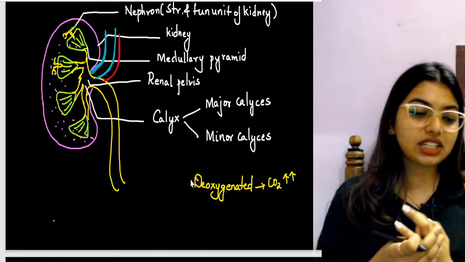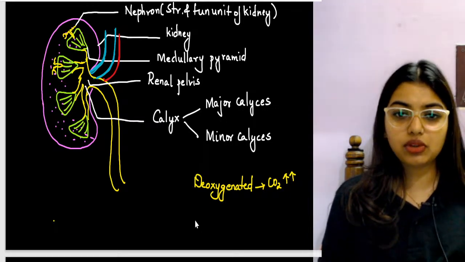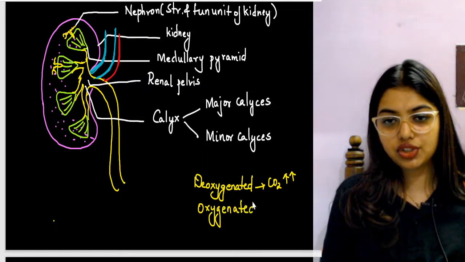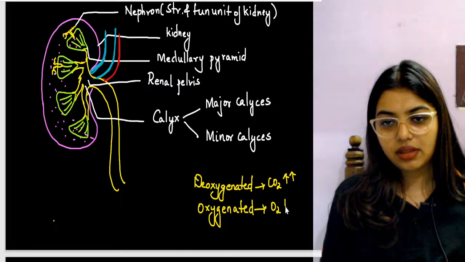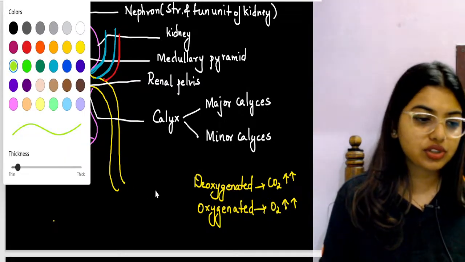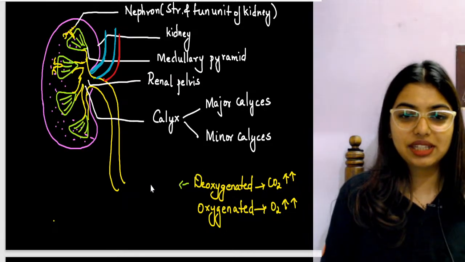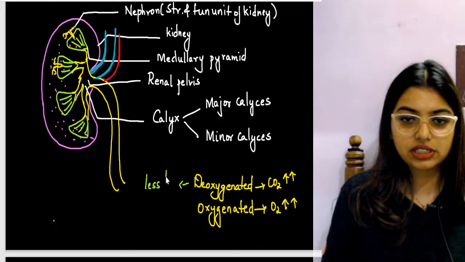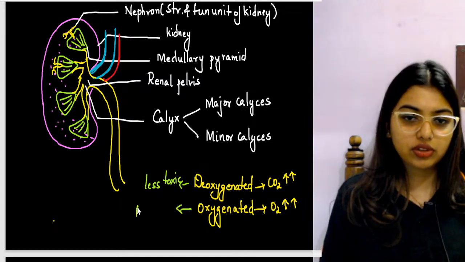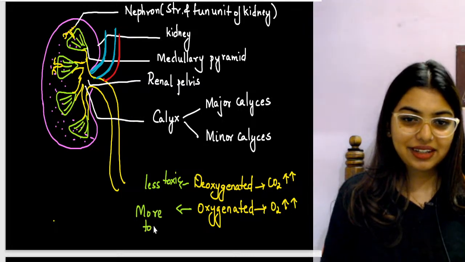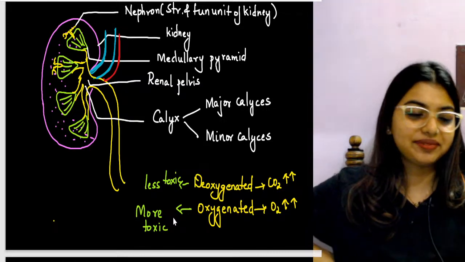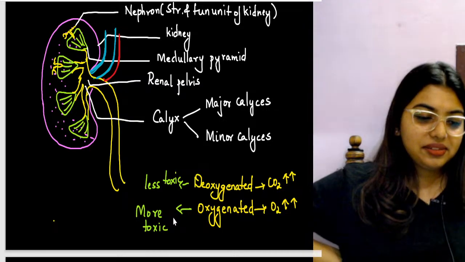So deoxygenated is like carbon dioxide is more, and oxygenated means oxygen is more. It does not mean that they are toxic or have toxicity whatsoever. Deoxygenated blood is not necessarily more toxic; it does not have toxicity in it. That means the excretory substance, urea, is not there. This one will be more toxic. Got it? Only Tanuja got it. Clear?